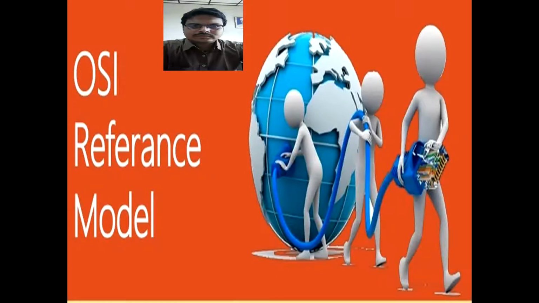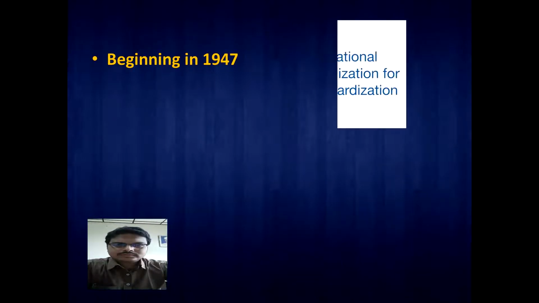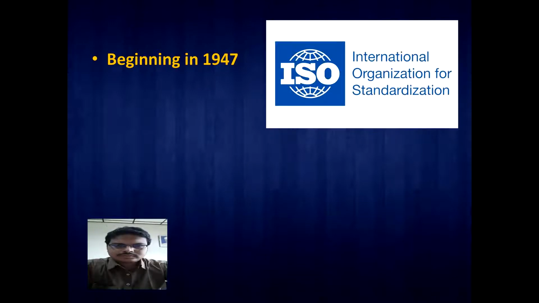In this video, we will learn about the OSI Reference Model. Beginning in 1947, the International Organization for Standardization conducted a program to develop general standards and methods of networking. In the late 1970s, the ISO introduced the basic model usually referred to as the Open Systems Interconnection Reference Model, OSI Reference Model, or simply OSI Model.